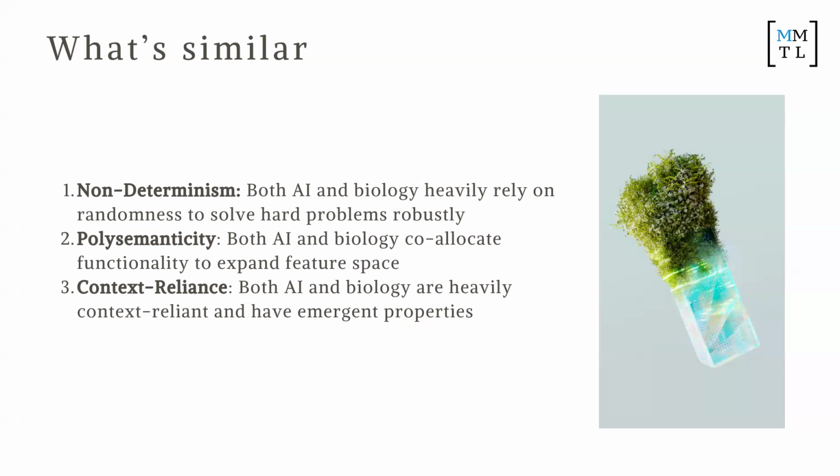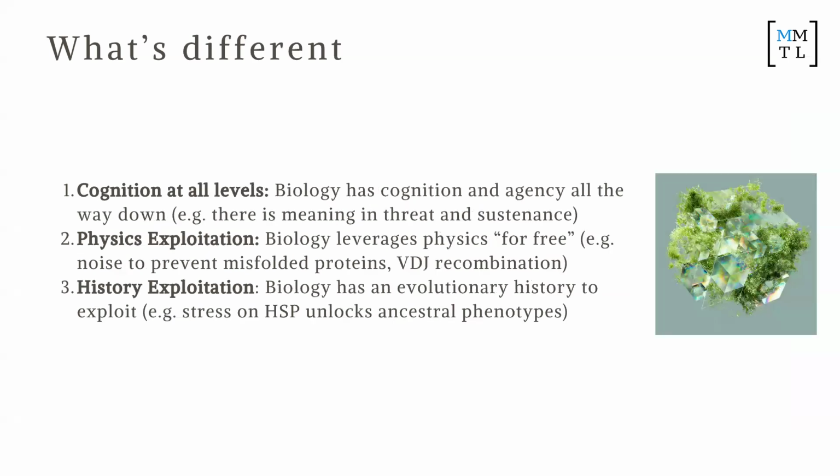So we have a protein, for example, that deals with bone growth, right? But also does completely different things in the brain as well. So it's heavily, heavily contextual, right? They're trying to expand, say, 1 million features into a limited feature space. That is what's happening, okay? Context reliance: both AI and biology are heavily context reliant and have emerging properties, okay? So we have this tool now, foundation models, to study something that we don't truly understand, which is biology.